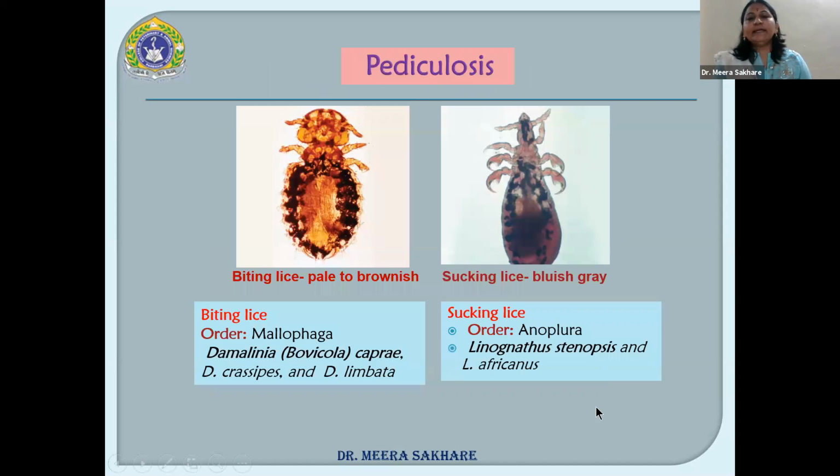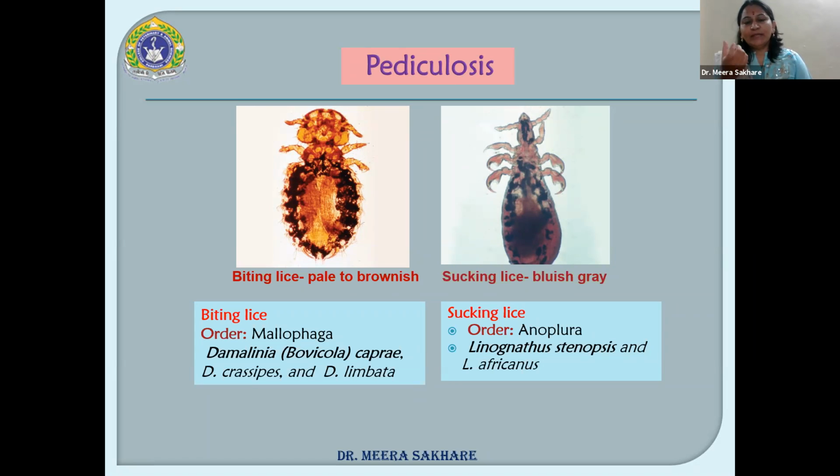Then the next ectoparasite is lice infestation, which is commonly known as pediculosis. In any animal, whenever there is a lice infestation, the term is pediculosis. Nowadays lice infestation is more common in sheep and goats, and we are neglecting this lice. The presence of lice on the animal body is sometimes neglected by the animal owner and veterinarians also, because we think that these small lice do not have any harmful effect on the body of the animal.